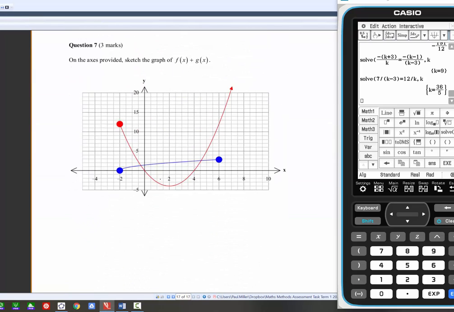Okay, last question. Okay, this is addition of ordinates. So what we're going to do is, I'm just presuming this is a really large dot, but I'm presuming that this dot here is (-2, 0). This one here is (-2, 11). So what will happen when I add these ordinates together? It's going to stay in exactly the same spot, because that's 0 plus 11, which is 11.